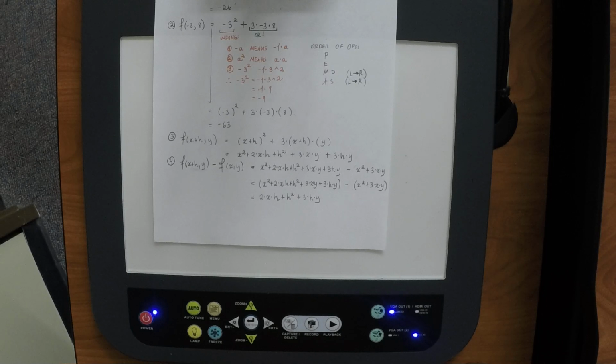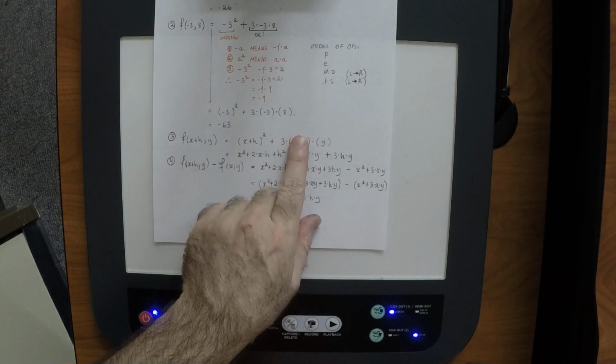Okay. Because I did it without the parentheses, and that's wrong, right? So you have to put it in the parentheses, because if you just do plus 3x plus 3h, then only the y would go to the 3h. Oh no, you can't do that. So when you're distributing the 3, it has to go in the parentheses with the x plus h. Yes.